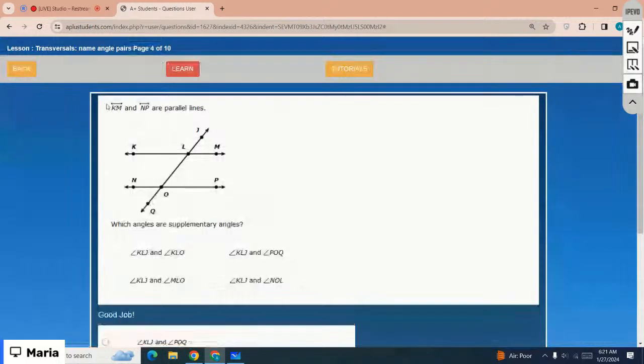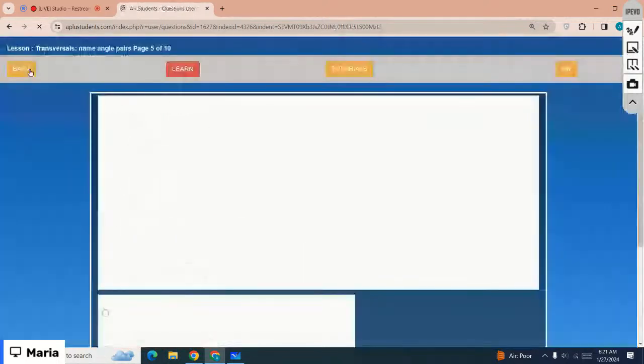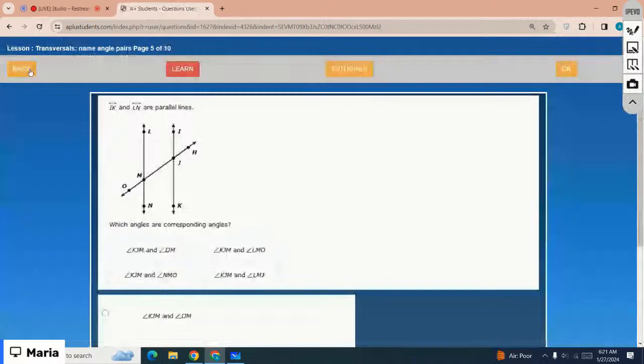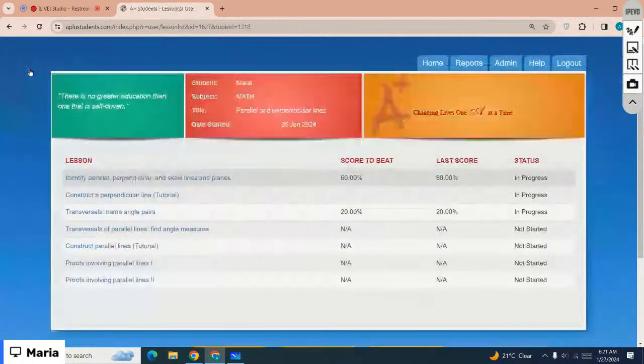Okay, you can complete the lesson by yourself later today. Let me just move on to the next lesson. And the next lesson is Transversals of parallel lines, find angle measures. Let's just start with the lesson.